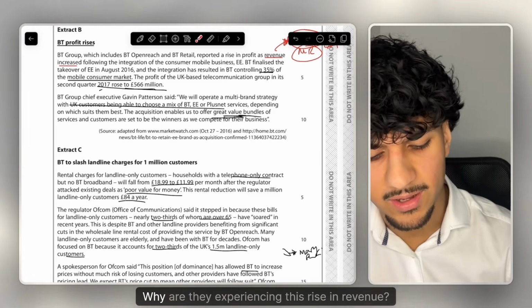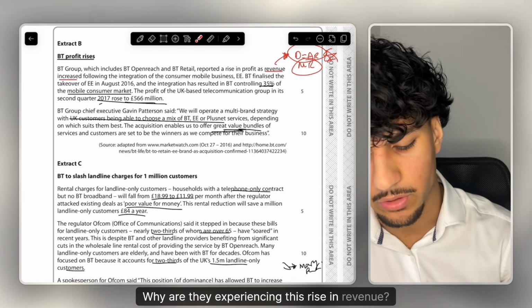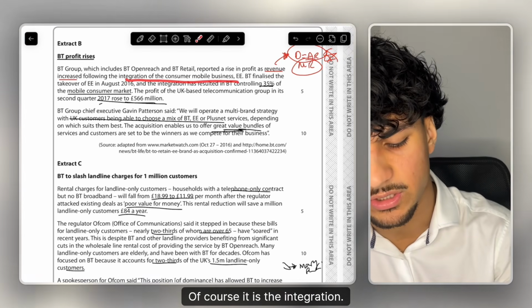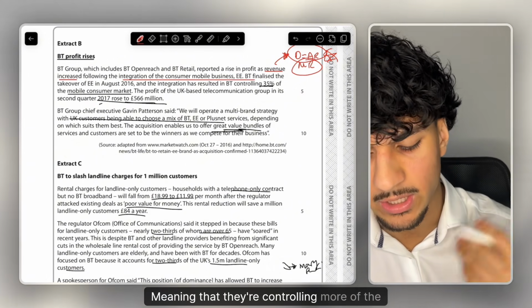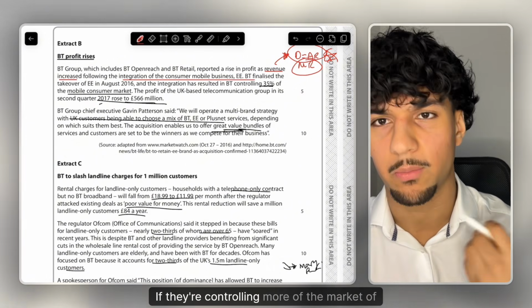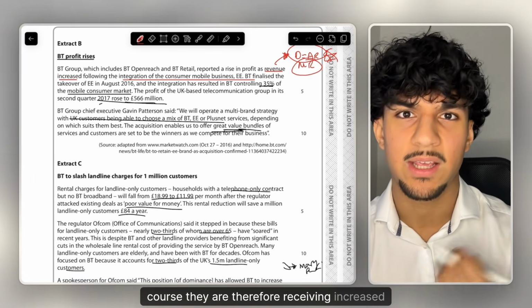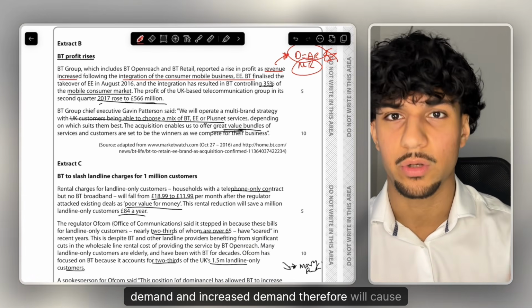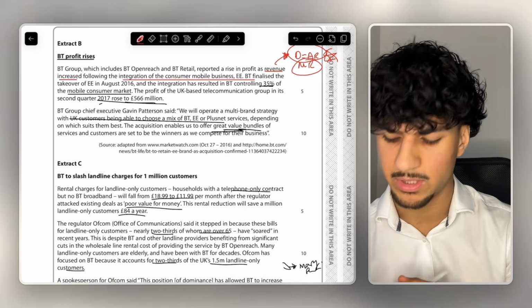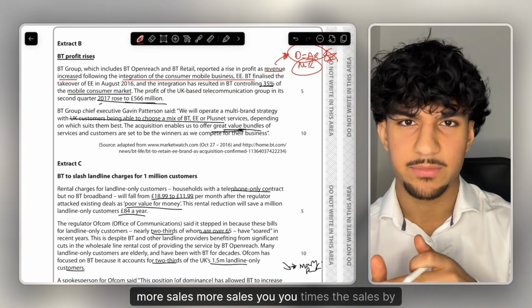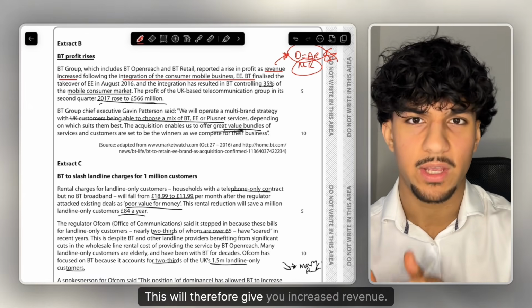But back to the extract, why are they experiencing this rise in revenue? Of course, it's just the integration, the merger between BT and EE was finalized, meaning that they're controlling more of the market share. If they're controlling more of the market, of course, they are therefore receiving increased demand, and increased demand therefore will cause increased revenue. Or a more step-by-step way you could put it, increased demand means more sales, you times the sales by the price, this will therefore give you increased revenue.